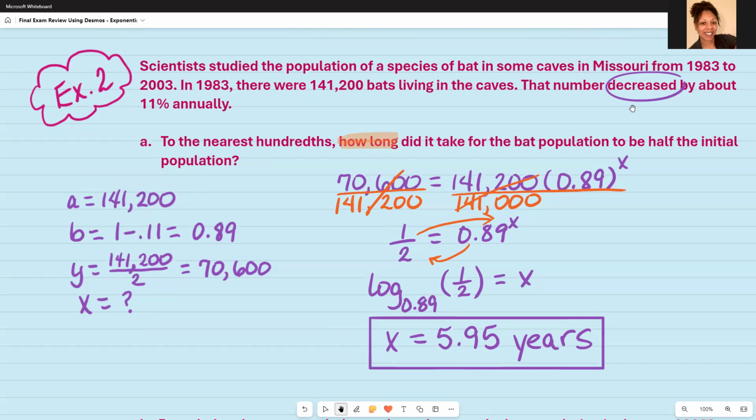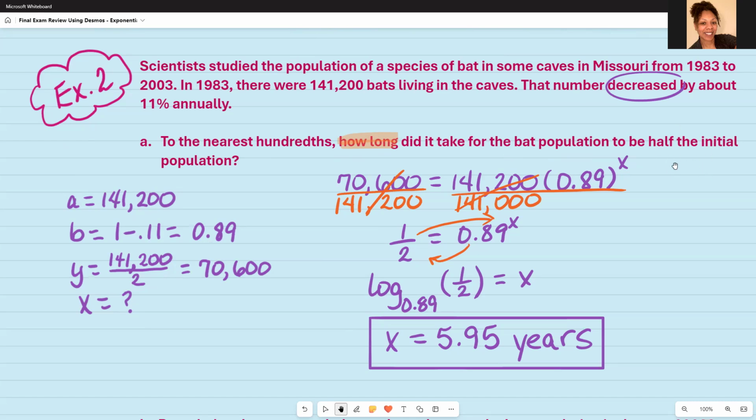And that number decreased. So that's going to be B, which is really 1 minus the rate because I'm decreasing this time. And the rate is 11%, which I have to change to a decimal. So that's going to be 0.11. And once I simplify that, that's 0.89. So over here, I have A times B raised to the X power because I'm trying to find how long that it's going to take for the bat population to be half the initial population.